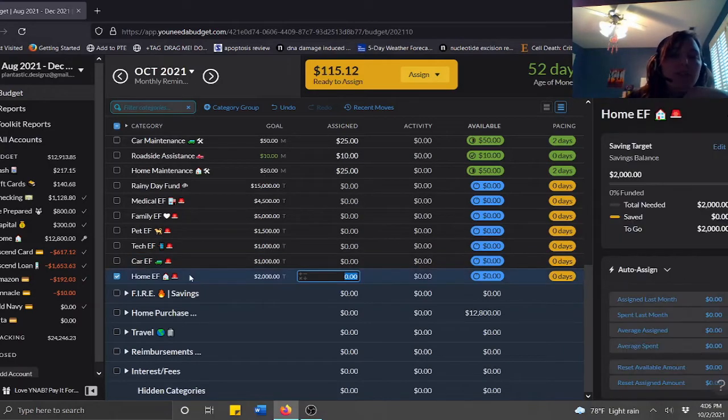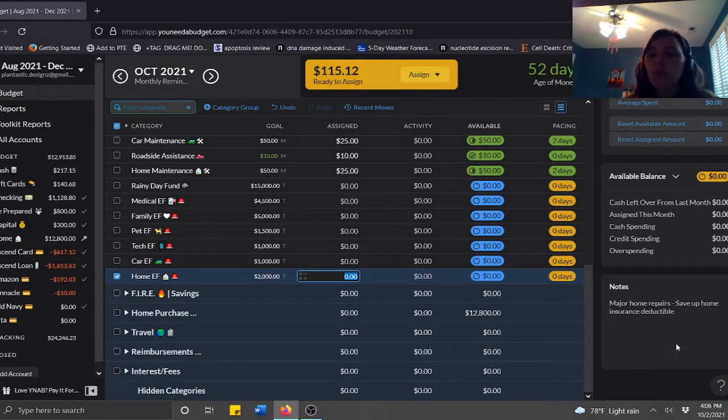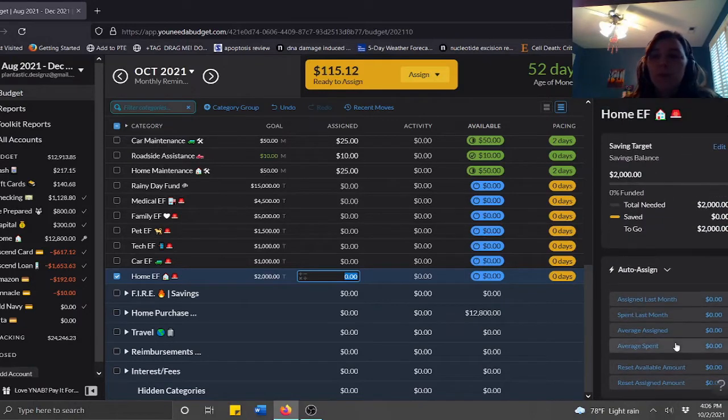Then home emergency fund would be for major home repairs, like a home insurance deductible. I did $2,000. I looked up an average home insurance deductible, and it said it was around $2,000. When I get a house, I would figure out how much the home insurance deductible is and have that set aside for if there was some major catastrophe like flooding or something, then I could get that fixed.